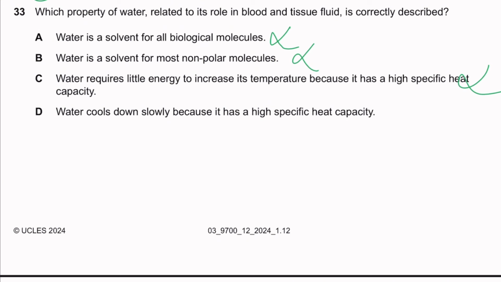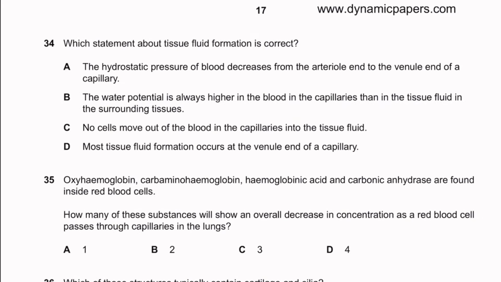The function of water in the blood is being part of plasma, to dissolve some things and carry some things, and the fact that it has a high specific heat capacity means that it will not increase suddenly and it will not decrease suddenly. So that is D, part of homeostasis, the coordination of temperature.